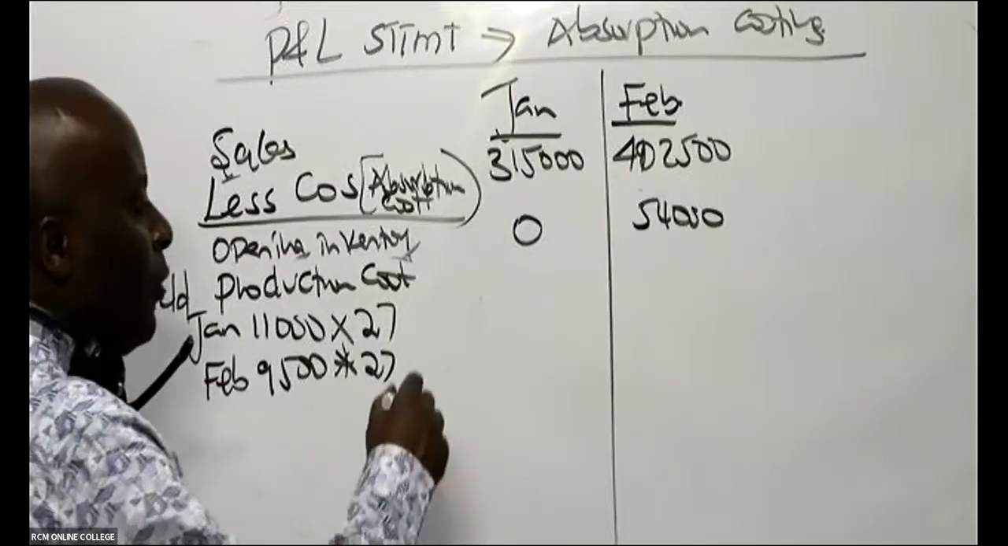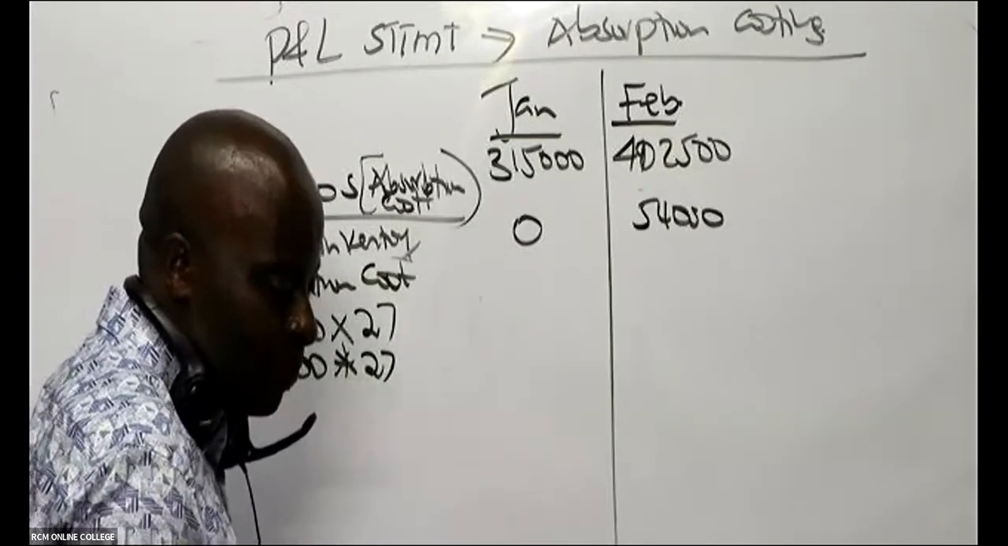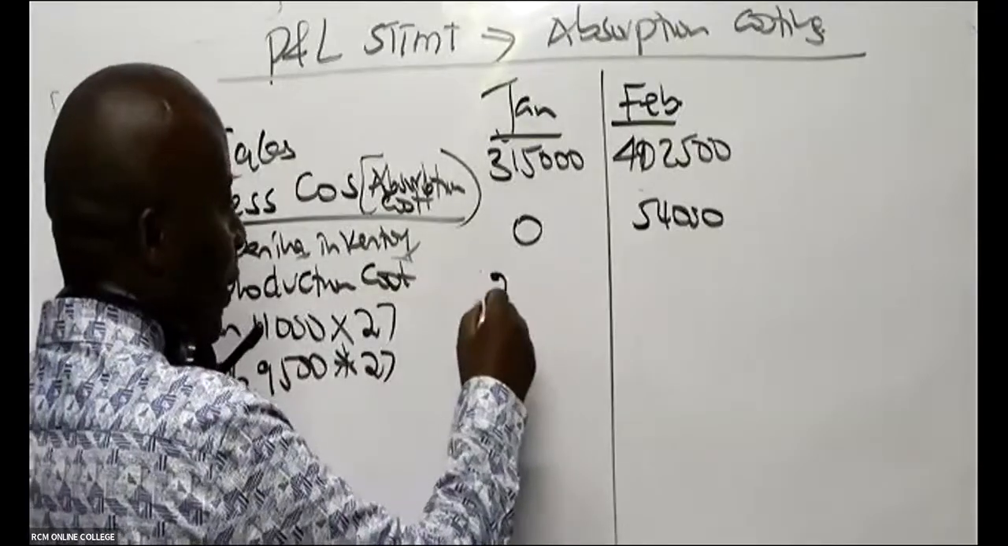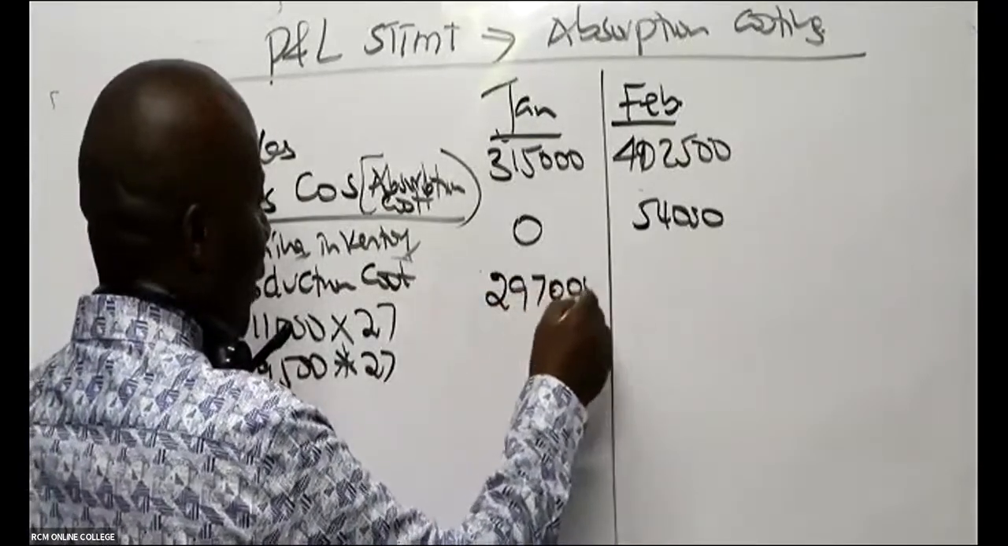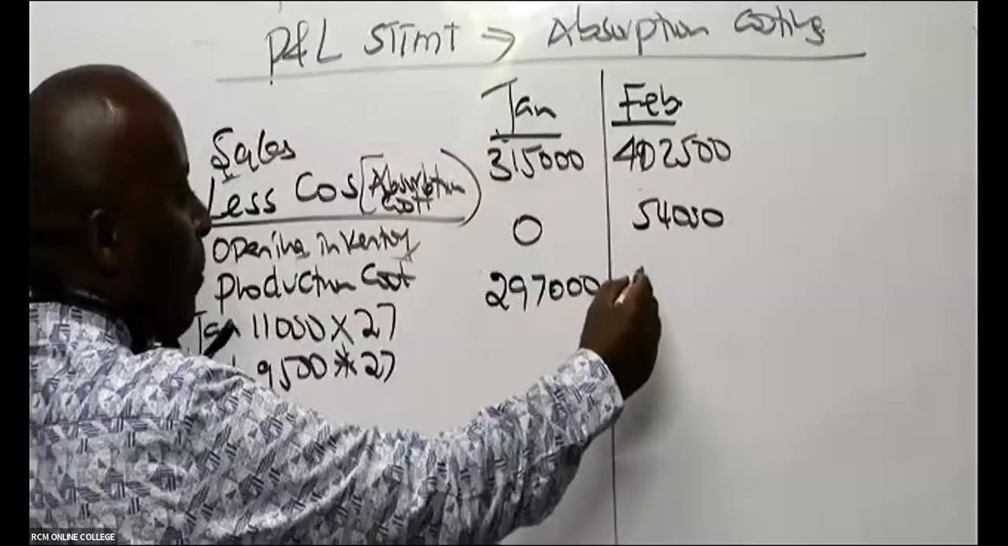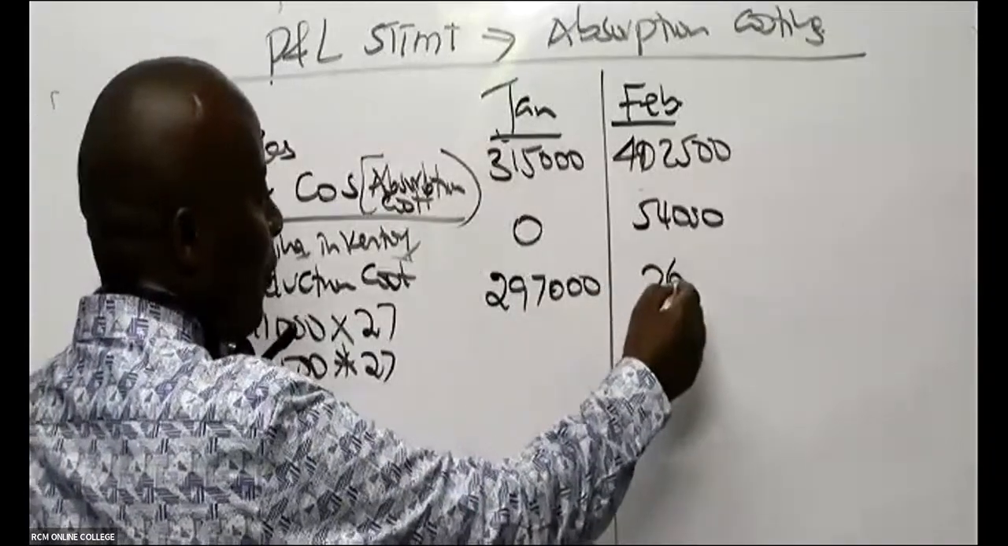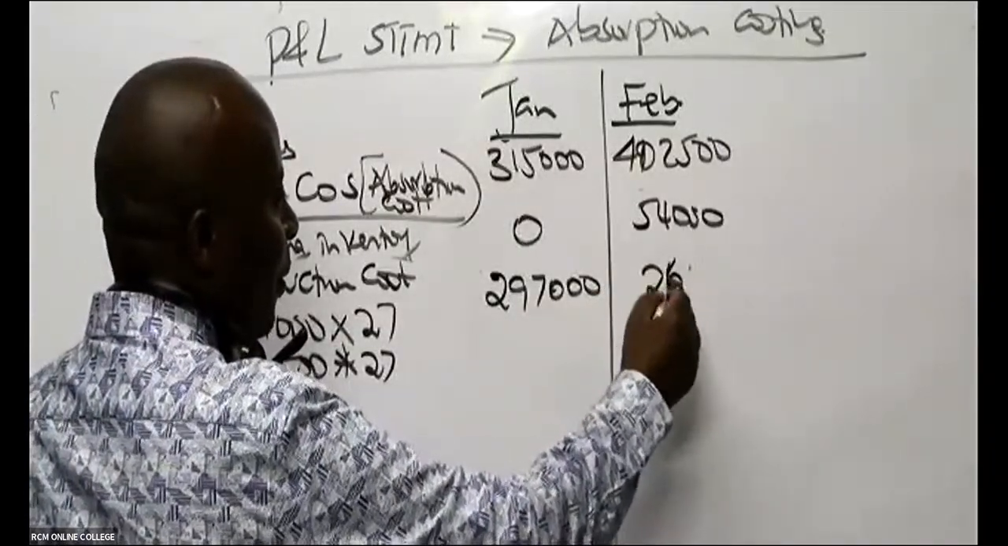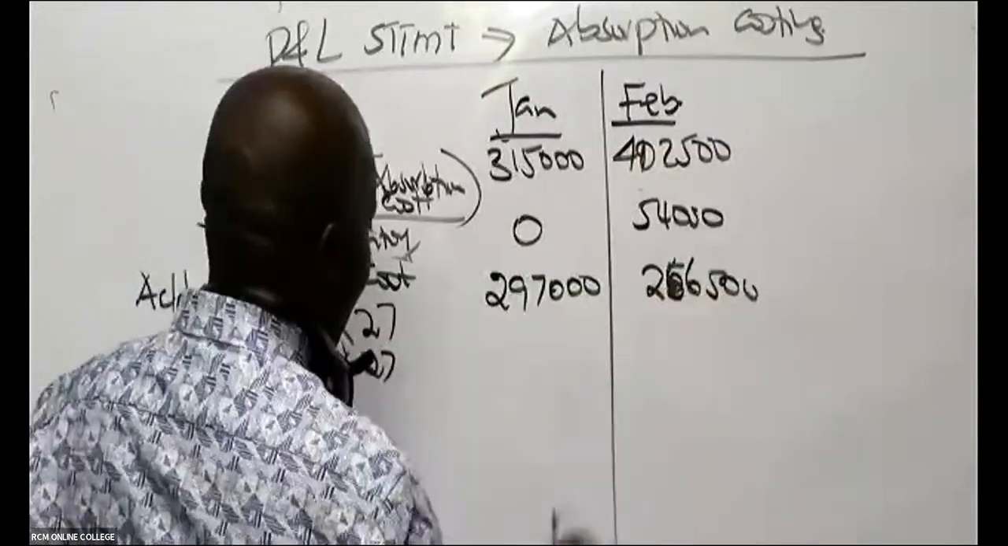So they're telling me, Mwalimu, the first one is supposed to be 297,000. How about the second one? 265,500. Thank you so much.